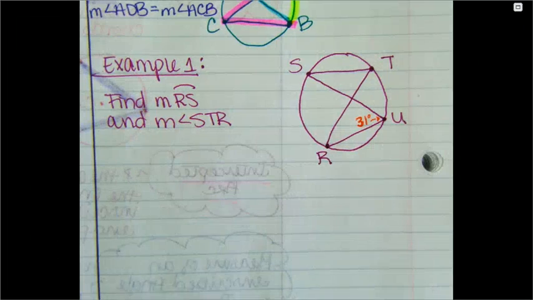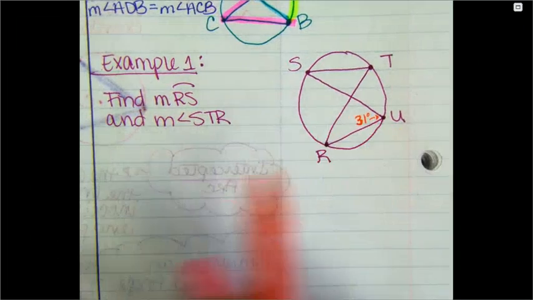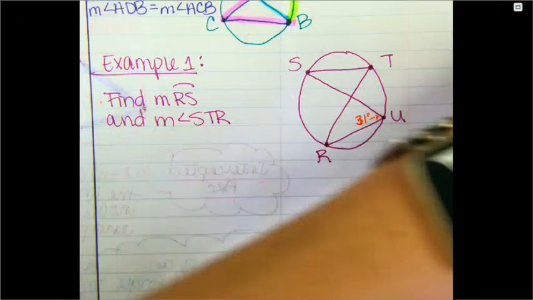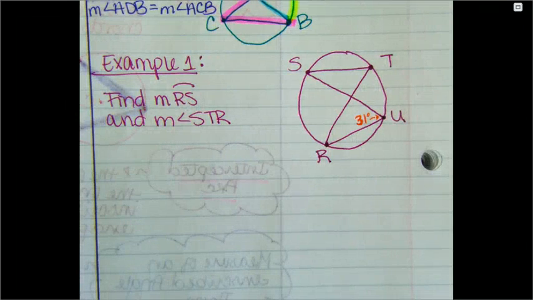All right, so here's my new circle. I have S, T, U, and R. The 31 degrees is pointing right there into that little spot. You see it? All right. I suggest you highlight. Okay? You have one angle, use it. I suggest you highlight. I'm going to let you try it.